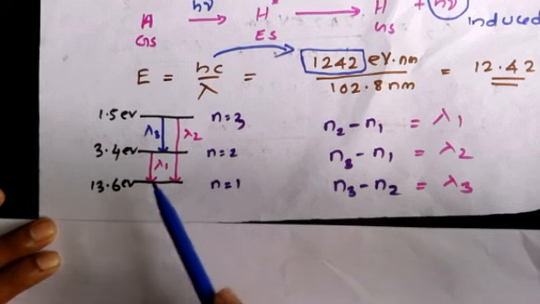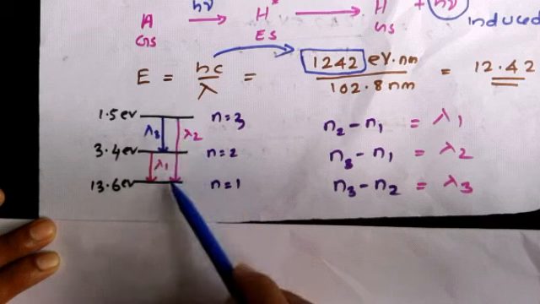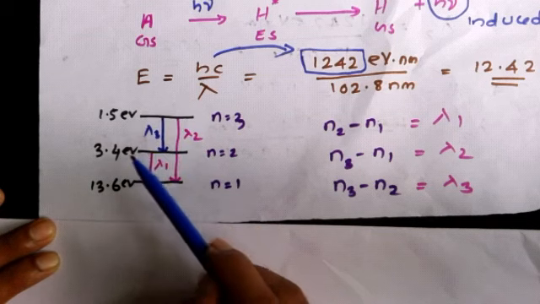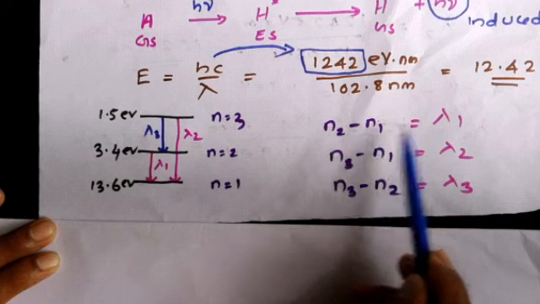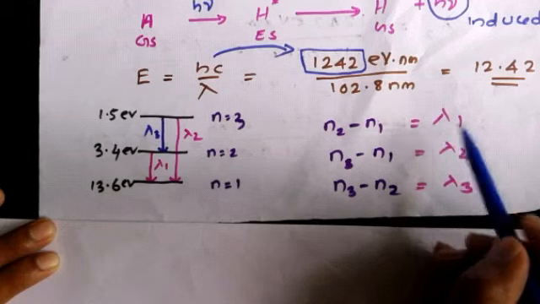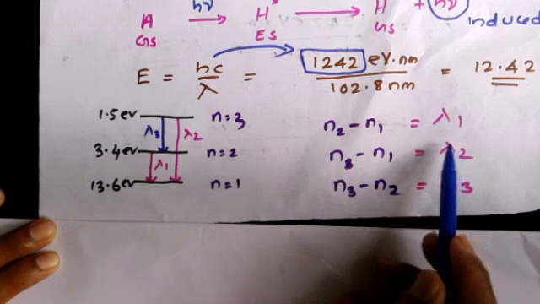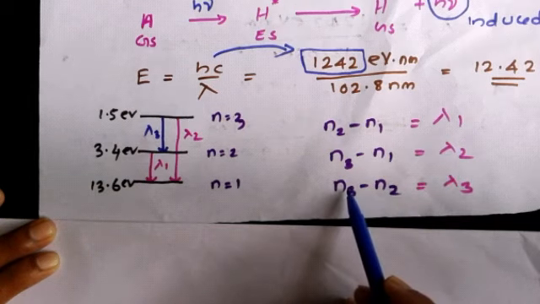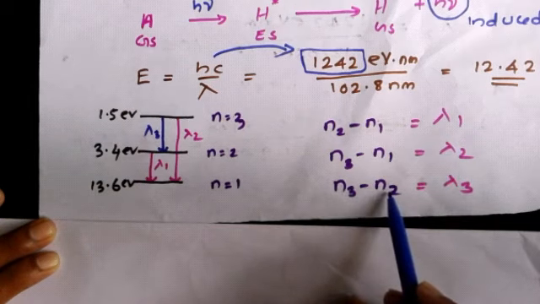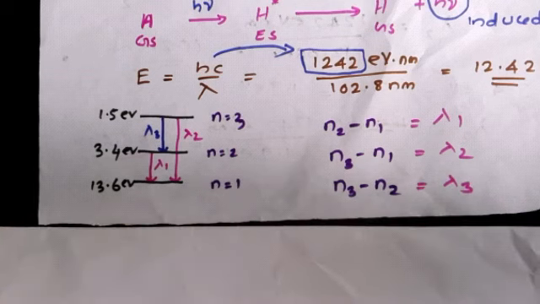Now, there are three possibilities: it comes down from 2 to 1, 3 to 1, or 3 to 2. When it comes from n2 to n1, the photon wavelength is lambda 1. When it comes from n3 to n1, a photon is emitted with wavelength lambda 2. When it comes from n3 to n2, a photon is emitted with wavelength lambda 3. We can calculate each wavelength.